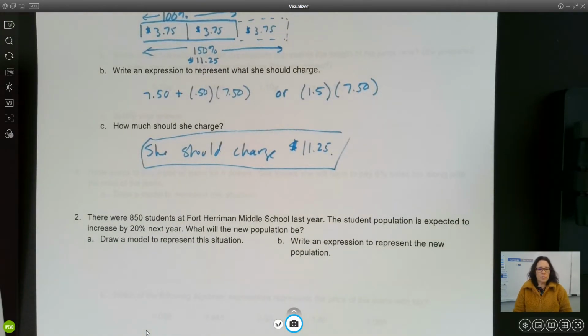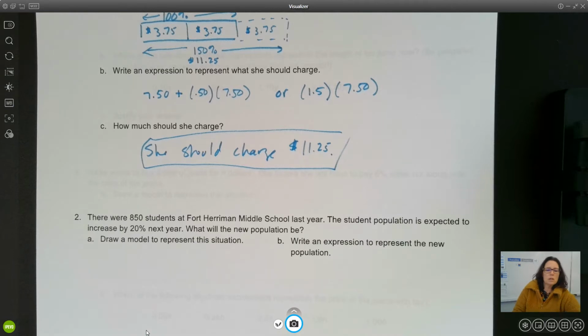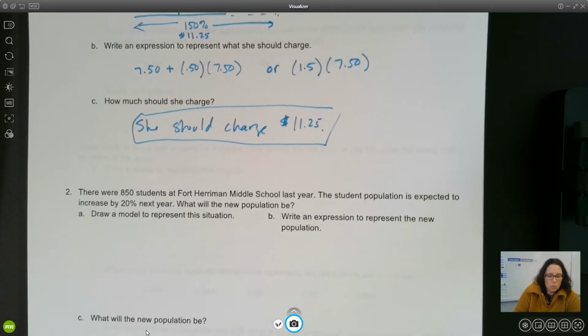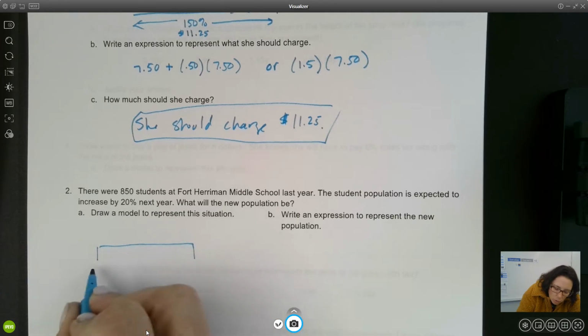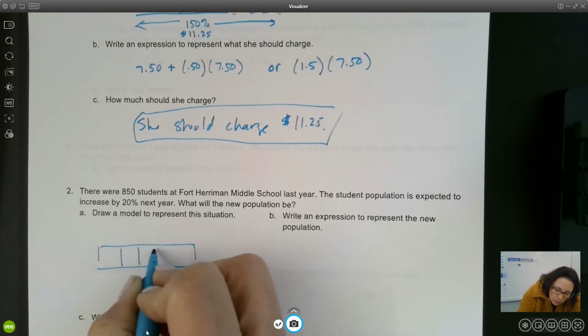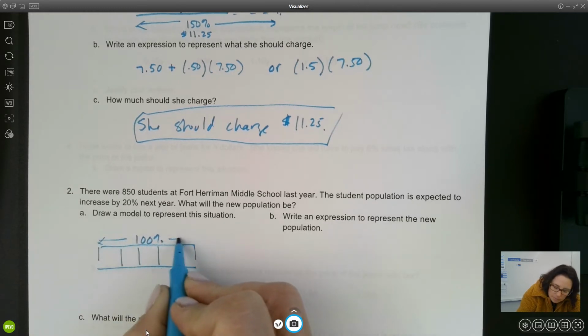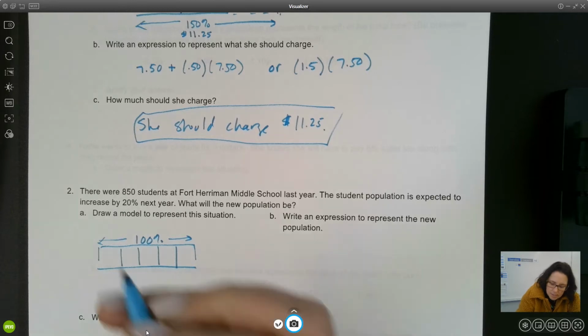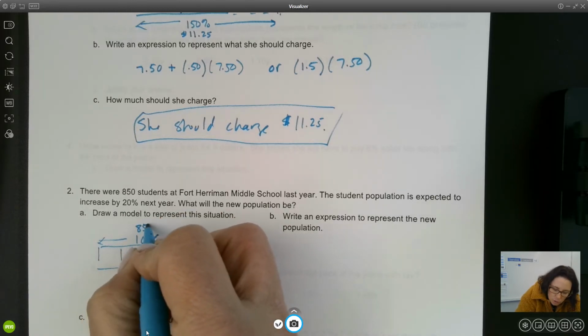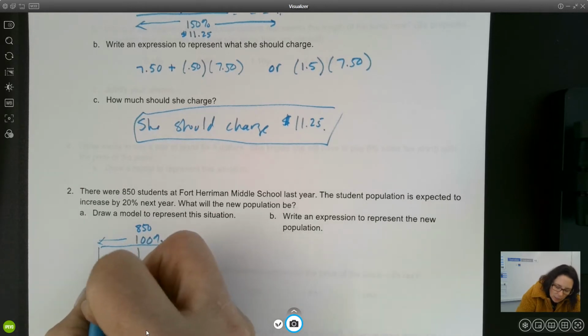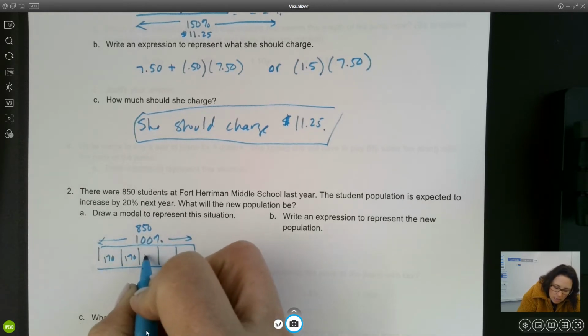There were 850 students at Fort Harriman Middle School last year. The student population is expected to increase by 20% next year. What will the new population be? If we're looking at 20%, we're looking at 5 boxes from Module 1: 1, 2, 3, 4, 5. This whole thing is 100%, and this is 850 students. Divided by 5, you get 170 students in each box.